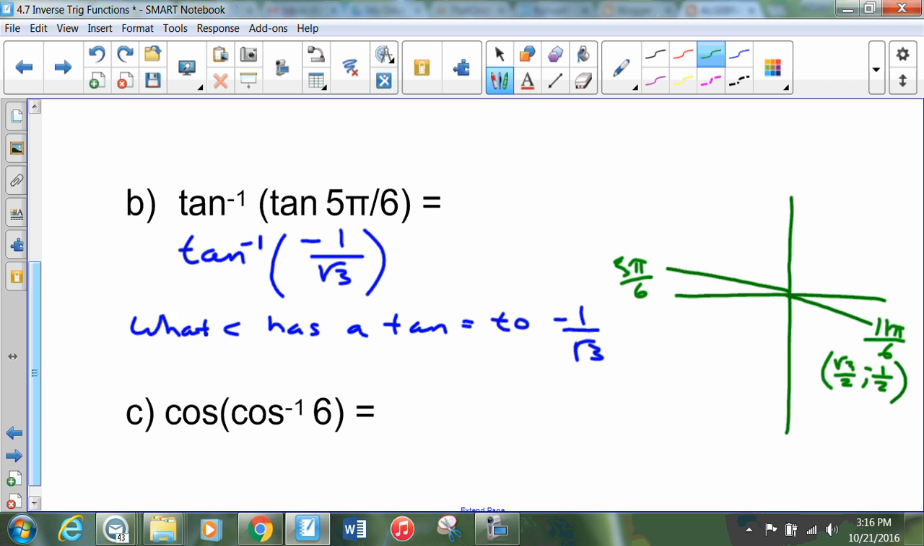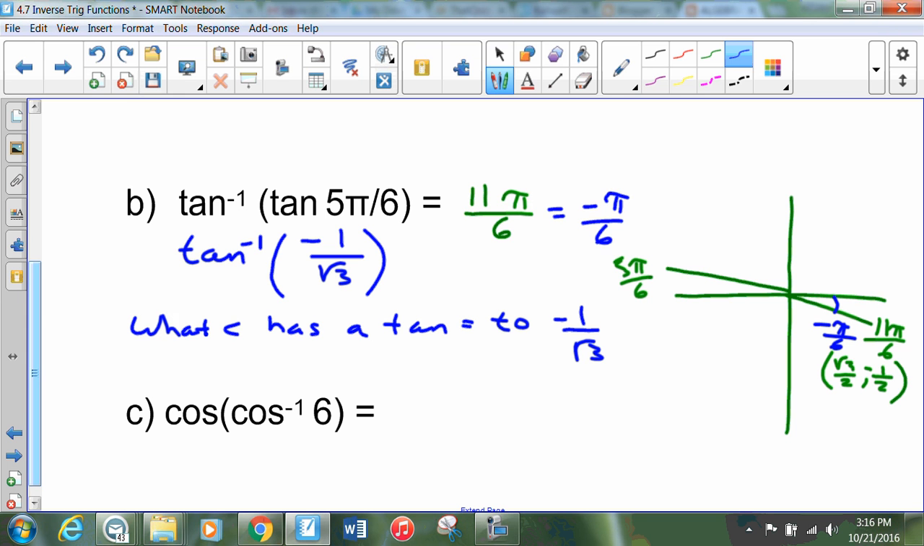So this is very tricky, isn't it? So here we are. It's 11 pi over 6. But can we write our inverse tan answer as 11 pi over 6? No. What's a different way to write 11 pi over 6? We can measure it going backwards, and that's negative pi over 6.